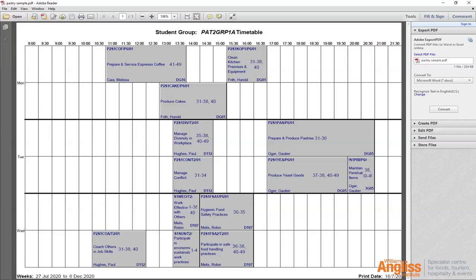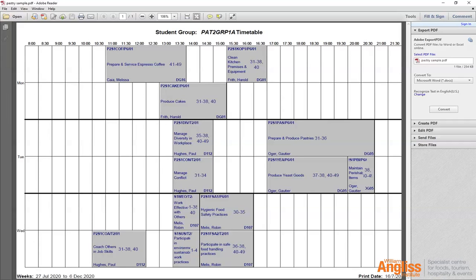Let's look on to Tuesday. On Tuesday at 1:30 in the afternoon you can see Manage Diversity in the Workplace. This particular unit is a theory unit, and with all your theory classes you need to go onto Moodle and go to the Zoom link to access the content and meet your teacher.